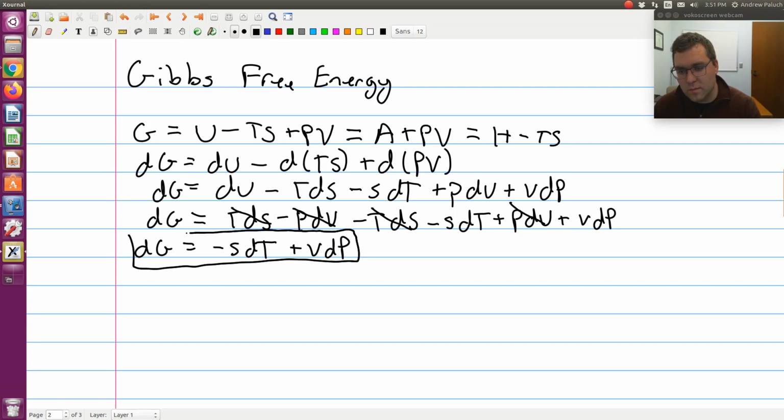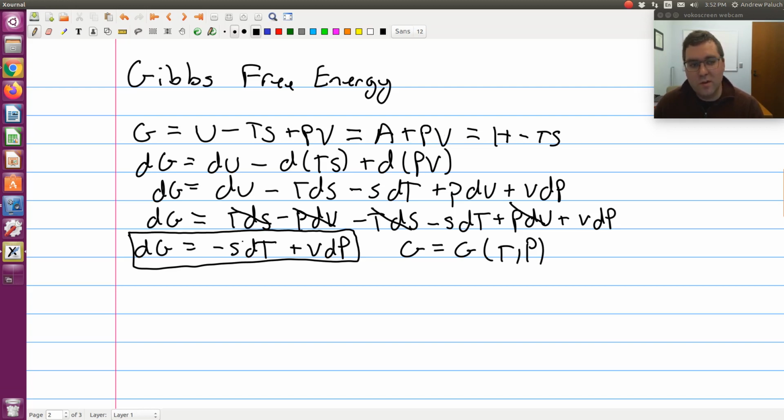Cool. So dG is equal to negative SdT plus VdP. G takes as its natural independent variables temperature and pressure. G has natural independent variables of T and P, which is going to be why you've seen Gibbs free energy so often in your other courses. Great. And G is just defined as being equal to U minus TS plus PV, or A plus PV, or you could think of it as H minus TS.